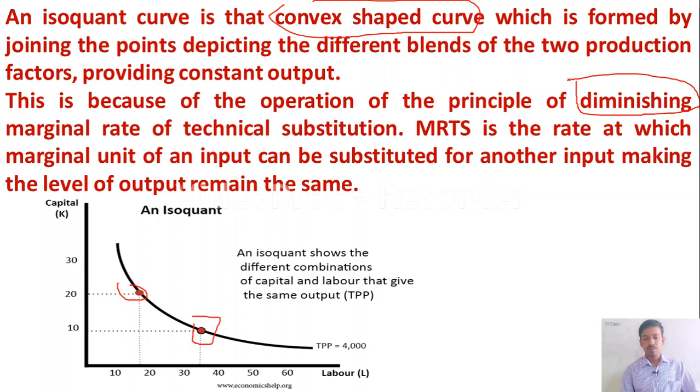And what do you mean by MRTS? MRTS is the rate at which a marginal unit of an input can be substituted for another input, making the level of the output remain the same. Yes, to produce the same unit of output, if the producer increases the number of labor, then he has to reduce the amount of capital. So it is known as the diminishing marginal rate of technical substitution.